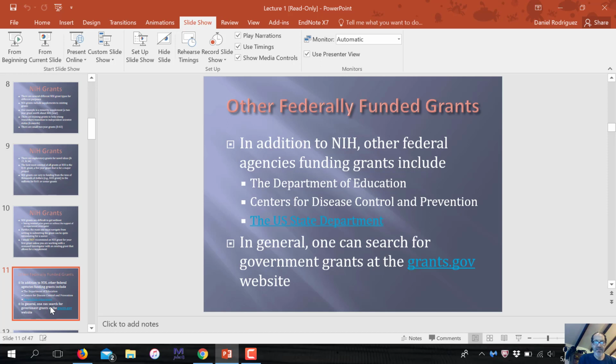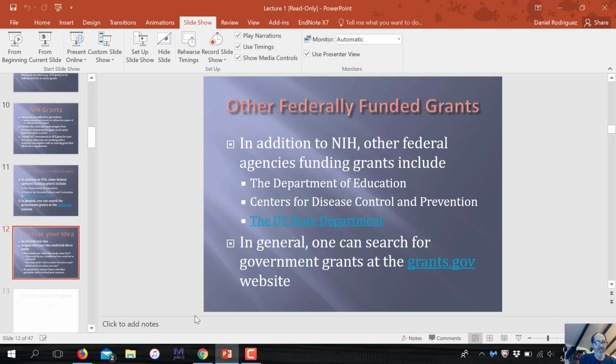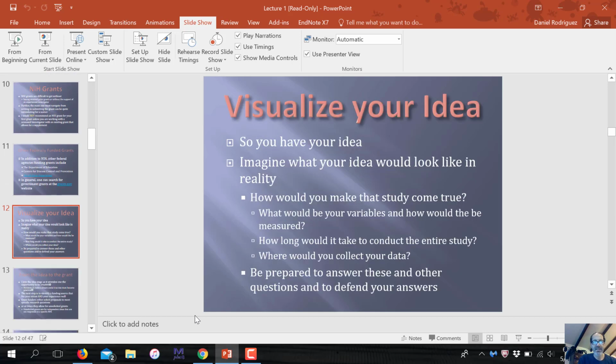There are other federal agencies that provide grant funding. For instance, the Department of State, the CDC, the Department of Education. There's multiple other organizations. The best way to find those is going to grants.gov. That's where you find all the great grant information. All right, let's get back to how does it start?